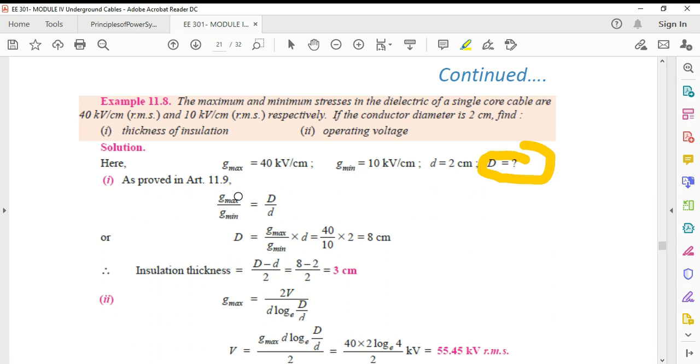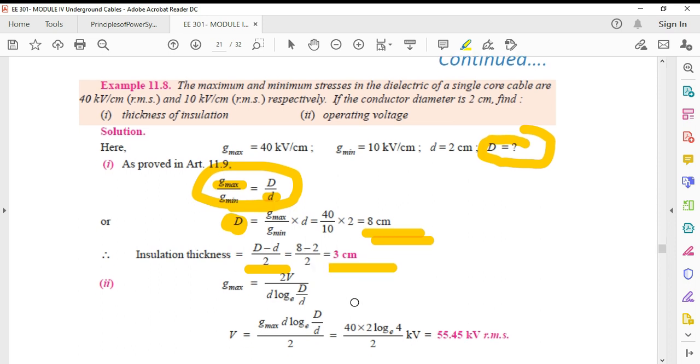So here we have a ratio G max by G minimum equal to D by d. So we have the value of G max, G minimum and small d. So we can find the value of capital D as G max by G minimum into d. Substitute the values, then we will get it as 8 centimeter. This is the total diameter. So what will be the thickness? Thickness will be D minus d by 2. 8 minus 2 by 2 is 3 centimeter.